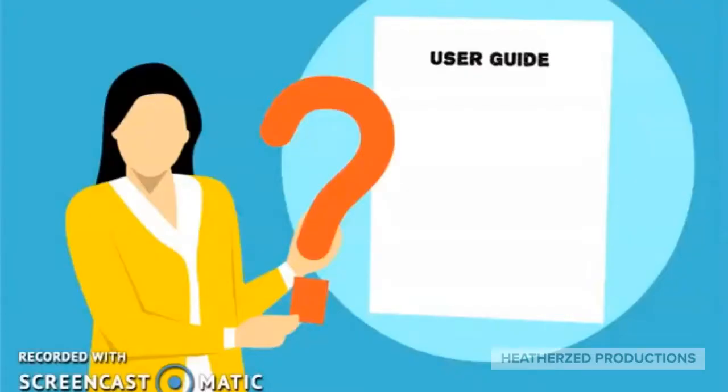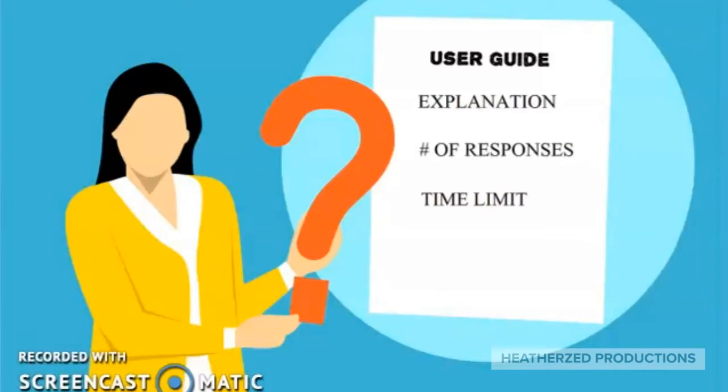Also, make sure you give clear instructions that set the expectations. This may include an explanation of why the matrix is relevant to their learning, how many responses you expect to see in each cell, and a reasonable time limit to complete the exercise.